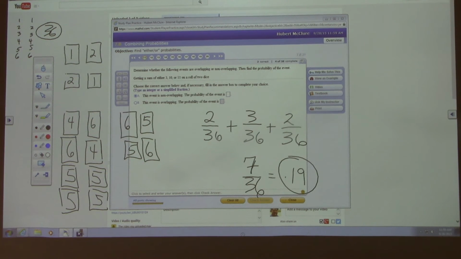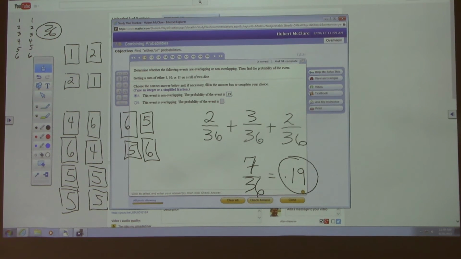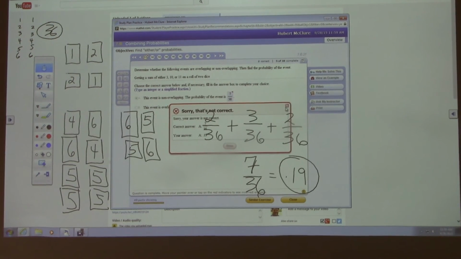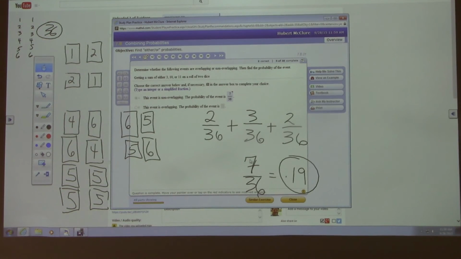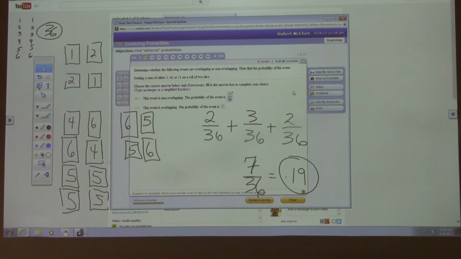So I put in my handy dandy number of 0.19, and if you did the calculations right, which you did, how many decimal places is it asking? Oh, it's asking for a fraction. 7 out of 36, so I would take either answer. Because it really doesn't tell you, oh, there it is. Type as an integer or a simplified fraction. I didn't see that.